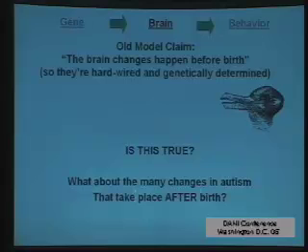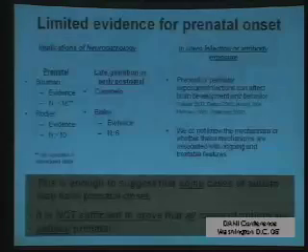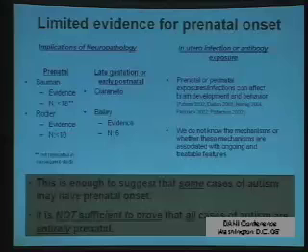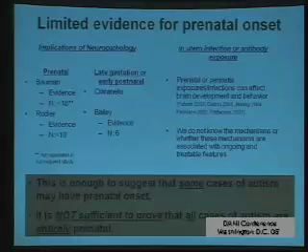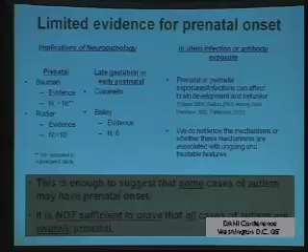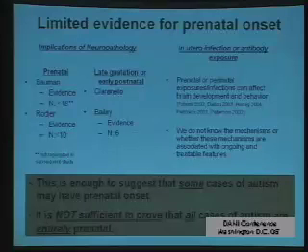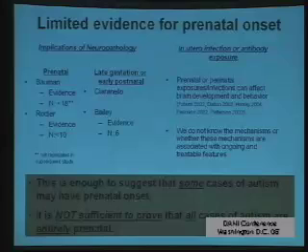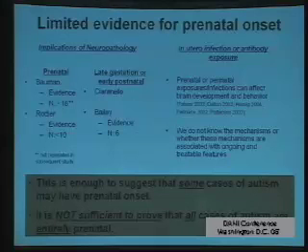Next claim, the changes happen before birth, so they're hardwired and genetically determined. Is this true? What about the many changes that take place in autism after birth? And so, where do we get this idea that it's prenatal? Well, there have been a few neuropathological studies, analyses of brain tissue from people who had autism and died, that found changes in cerebellum, limbic system, and brainstem, which you could interpret as consistent with prenatal changes.